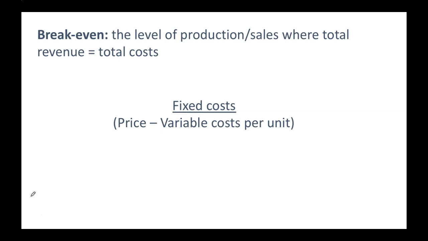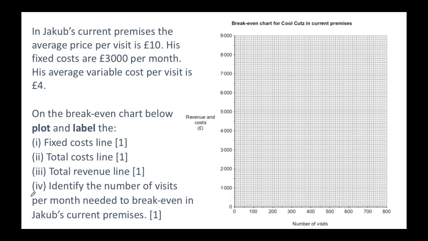And to work out the break even output, we do fixed costs divided by price minus variable cost. You've got to memorize that equation. So if they sell more than the break-even output, they know they're going to be making profit, which is one of the good reasons for working it out. So the easiest way to illustrate this to you is just to jump in with an example.